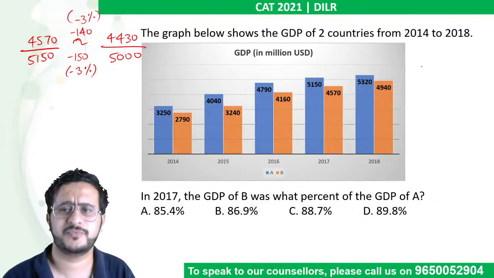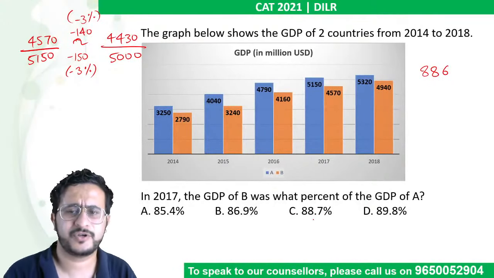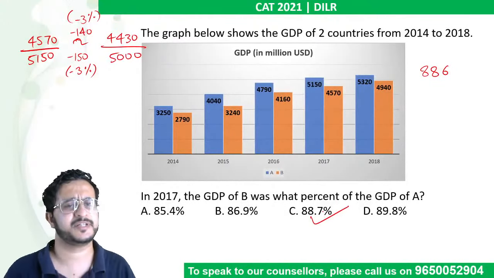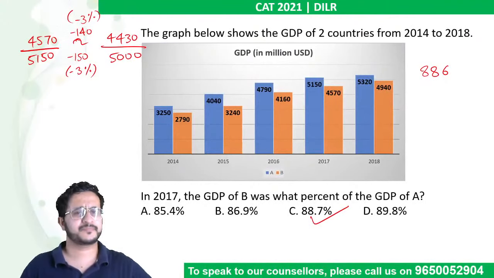Divide 4430 by 5. What do you get? You will get the digits 886. So your answer is 88.7%. See, you don't need a calculator to do this. Do you? You can do these basic calculations, right?